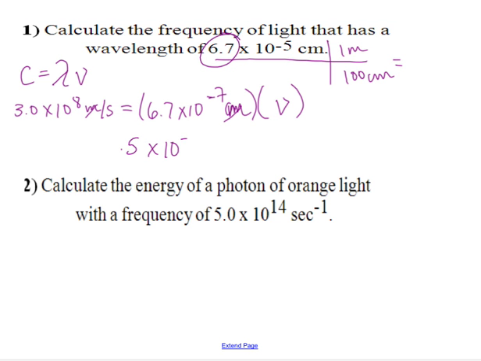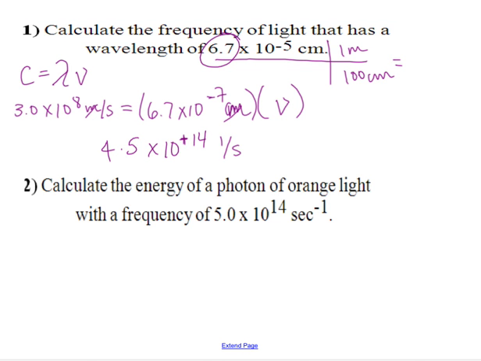What was the first number? 4.5 times 10 to the -14. Can I get a second on that? Yes. That's 1 over seconds, and there is our frequency. Plus 14? Yes. Okay, 4.5 times 10 to the 14th cycles per second, which makes sense.